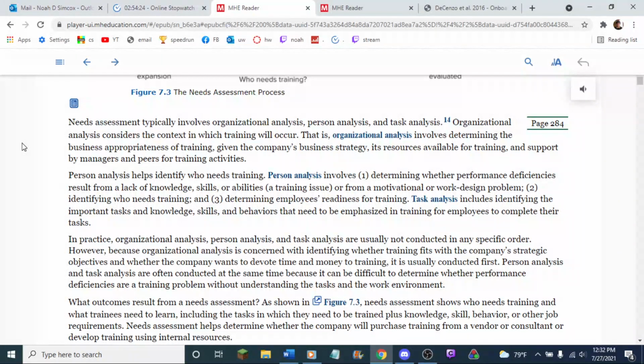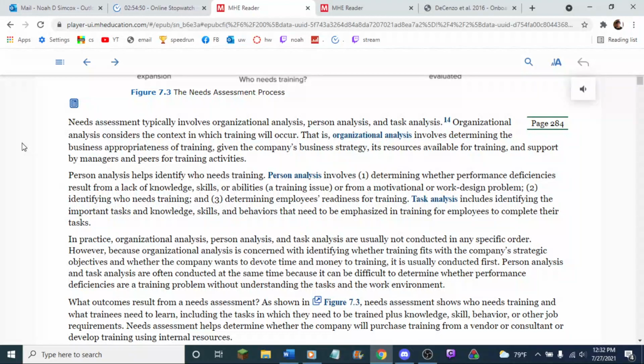The business appropriateness of training. Given the company's business strategy, its resources available for training, and support by managers and peers for training activities, person analysis helps identify who needs training. Person analysis involves determining whether performance deficiencies result from lack of knowledge, skills, or abilities, a training issue, or from a motivational or work design problem.